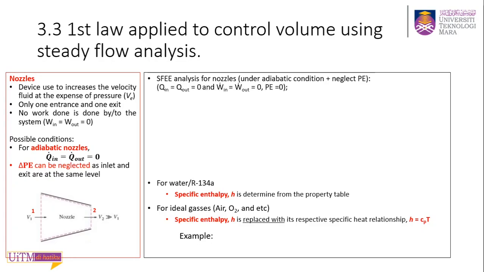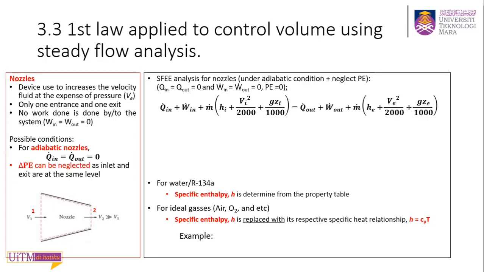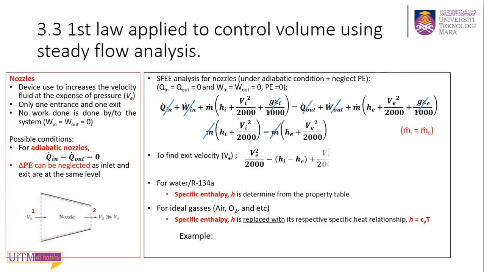Start with writing the general SFEE and then cancel the terms based on the conditions. Rewrite the remaining equation, and as you can see, the mass flow rate is the same, therefore we can cancel the terms for mass flow rate. And to determine the exit velocity, we can rearrange the equation as follows. Remember, this is only an example on how to use the SFEE for a nozzle.